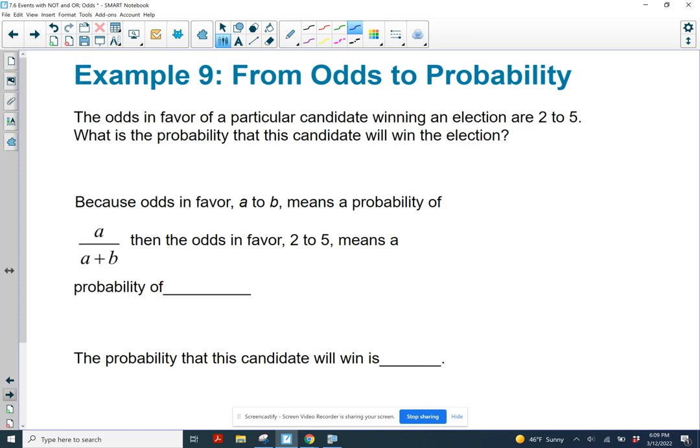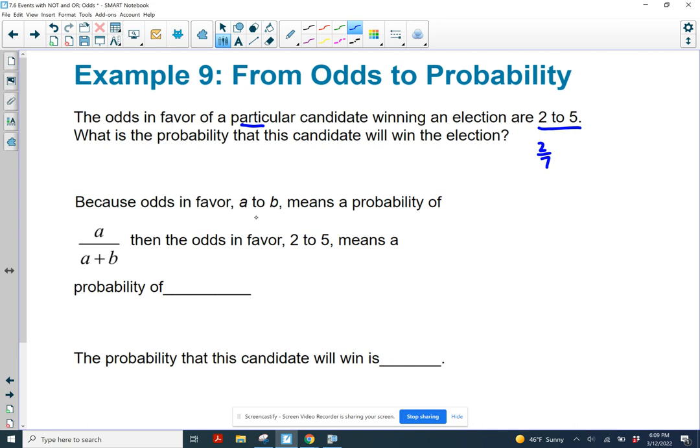So let's do an example. Example 9, from odds to probability. The odds in favor of a particular candidate winning an election are 2 to 5. What is the probability that this candidate will win the election? So remember what we said. We just look at this and we go, okay, that would mean 2 out of 7 times this candidate will win. The other 5 out of 7 times, yeah, okay. So it's really just that easy. You do 2 plus 5, which is 7. You do 2 out of 7.